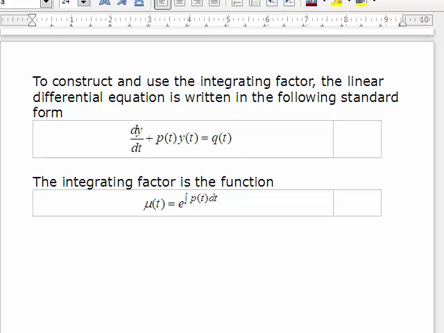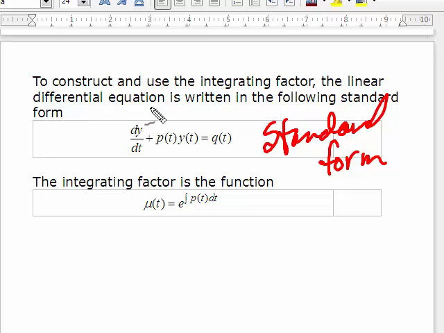So here we have our linear differential equation, and we need to write it in standard form. So here is the standard form, and in the standard form the coefficient of the first derivative is 1. So you have to do whatever you have to do algebraically to get it in this form. The reason is that we're going to pick off this p of t to make the integrating factor.